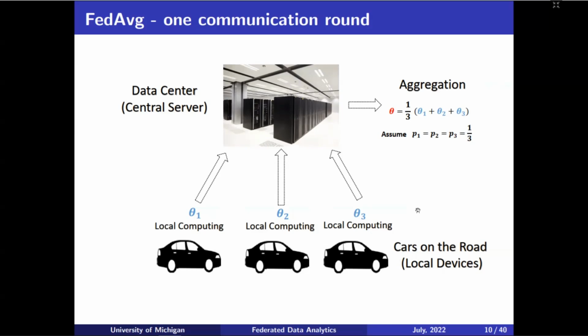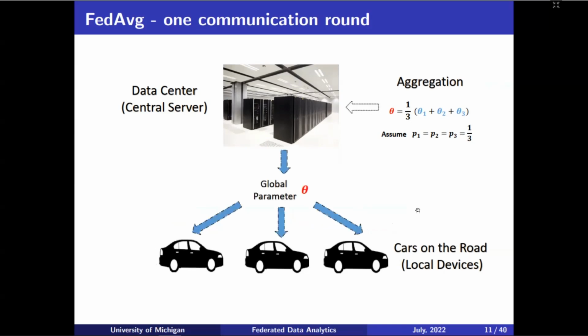The server will then aggregate those parameters, for example, by taking the weighted average of the model parameters. Afterwards, the central server will rebroadcast the global model parameter to each device. This whole process is known as one communication round. It will usually iterate for several communication rounds until convergence or some exit condition is met.